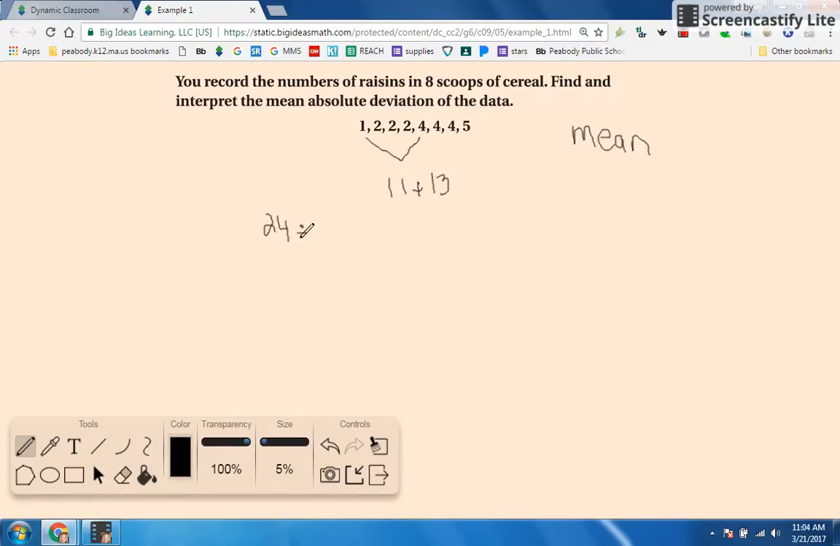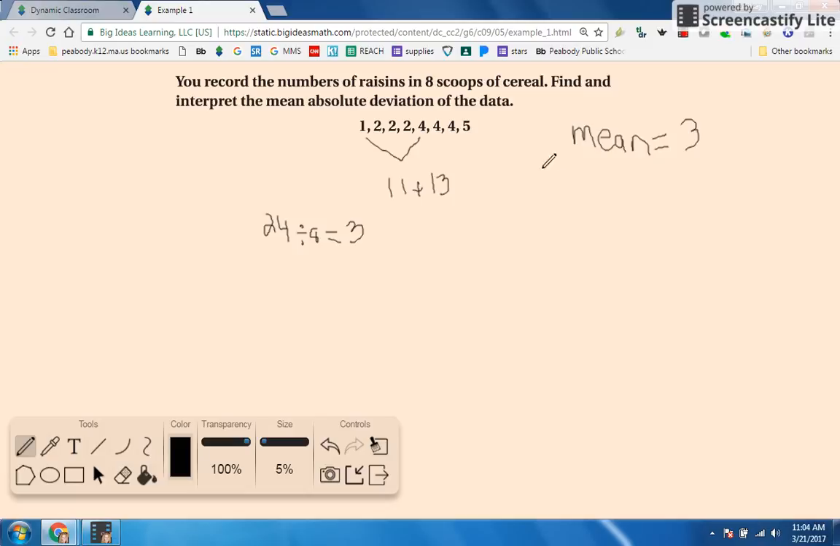And now I'm going to divide it by how many numbers I have. So 1, 2, 3, 4, 5, 6, 7, 8. So added them all up and got 24. Dividing it by 8 numbers. 24 divided by 8 is 3. So my mean is 3.